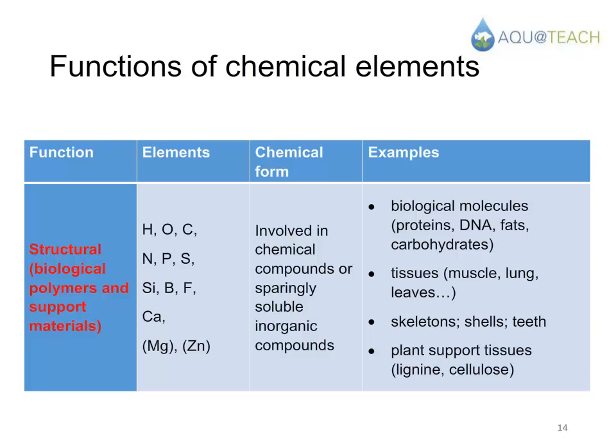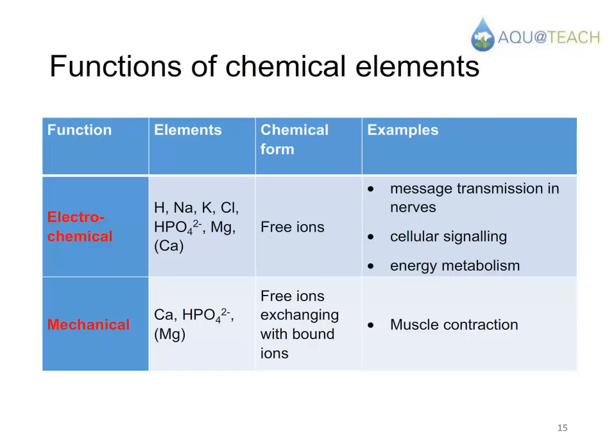Calcium, Ca, is required for cell walls and membranes, and is necessary for providing strength to stems and roots, and for enabling development. Hydrogen, sodium, potassium, chlorine, and phosphate ions play important roles in electrochemical reactions involved in energy metabolism, signaling and message transmission in nerves. Calcium and phosphate ions play a role in muscle contraction.